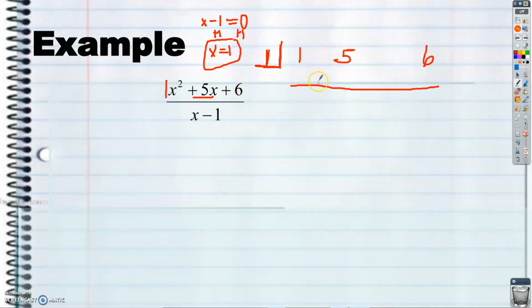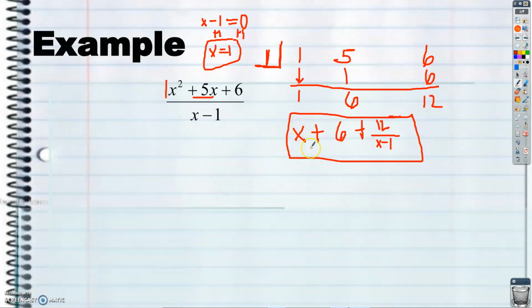So basically, you're going to take the first number, which is 1, and then you're going to pull it down. So our first term is going to start with 1. So then you do 1 times 1, which is 1, and then you just add them together. So that's 6. And then 6 times 1 is 6, and then 6 plus 6 is 12. So then our answer is x plus 6 plus 12. That's our remainder over x minus 1.